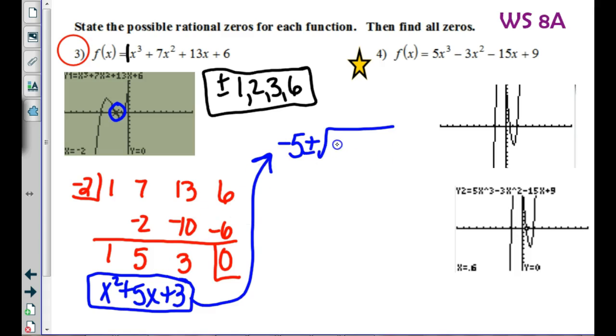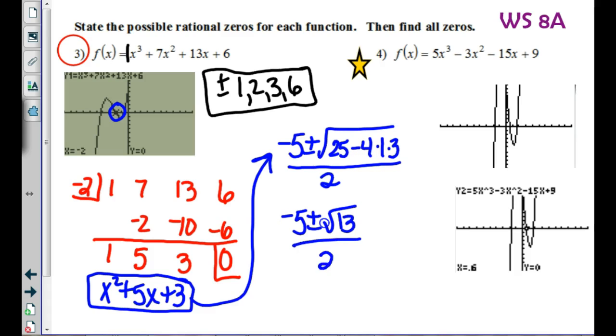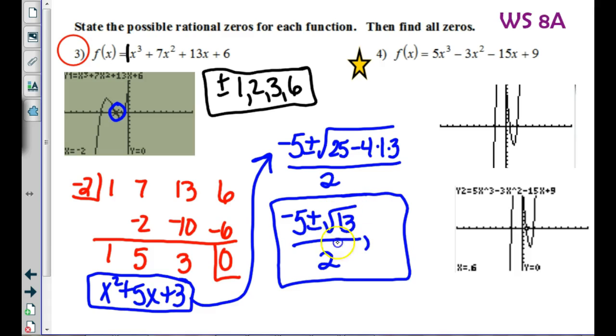What's b squared? Minus 4 times a times c all over 2a. That is negative 5 plus or minus, what's 25 minus 12? So there's 2 of the zeros, and the third one was at negative 2.